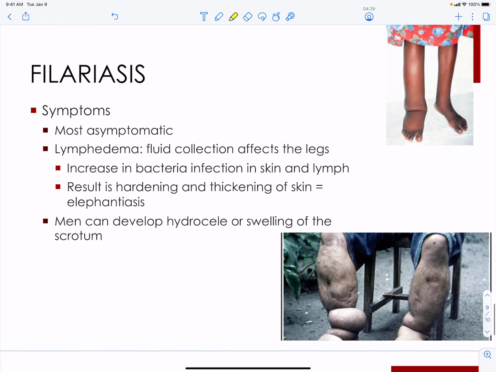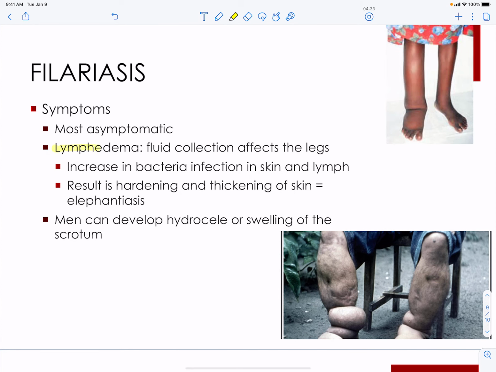So filariasis is going to be mostly asymptomatic. You're going to have lymphedema, which in this case means swollen lower extremities, but it's not the blood that's causing this. This is in the lymphatics. This edema is going to allow infection of the skin and lymph, and it's going to increase normal flora type bacteria. And then this is going to cause elephantiasis, the hardening of the skin. You can also have swelling of the scrotum in men. So this is another example of elephantiasis.